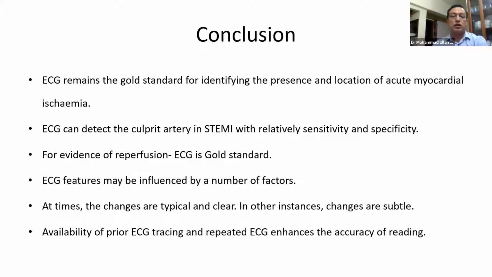ECG features may be influenced by a number of factors, starting from the previous MI, chamber enlargement, electrolyte imbalance, number of vessels involved, and also other patient factors. At times, the changes are typical and clear, and we can detect the possible lesion in most of the cases. But in other cases, these changes may be subtle, and we have to think more delicately about these things. Availability of prior ECG tracing and repeat ECG changes enhances the accuracy of the reading.